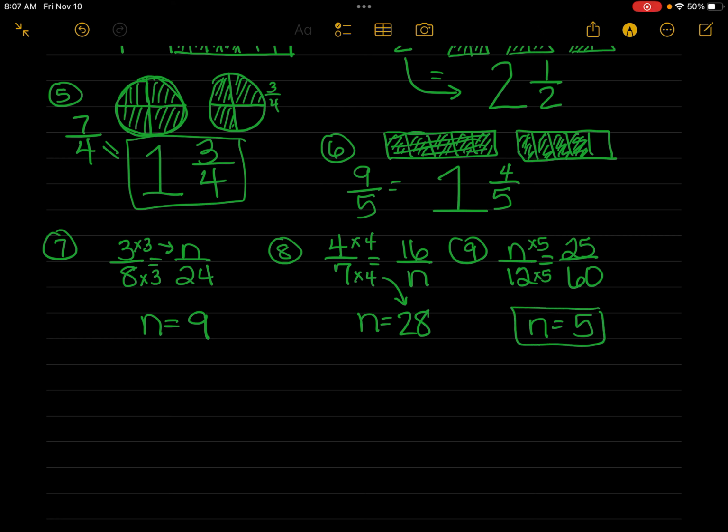Okay, there's another way to do this too. You can work backwards and you can say 60 divided by 5 is 12. So 25 divided by 5 is what? Which is 5. So same answer.